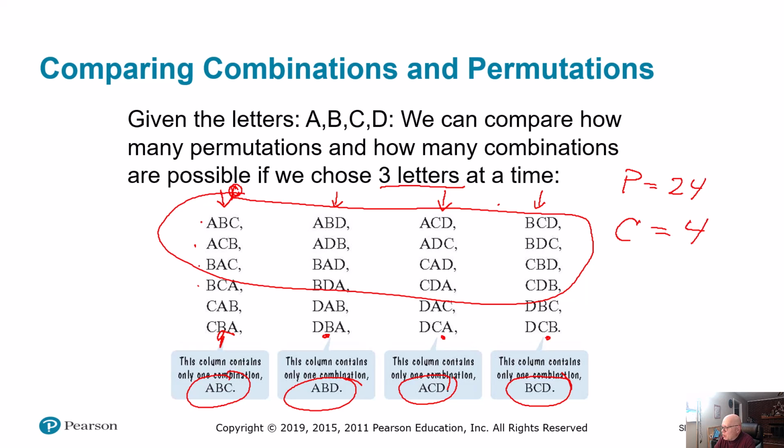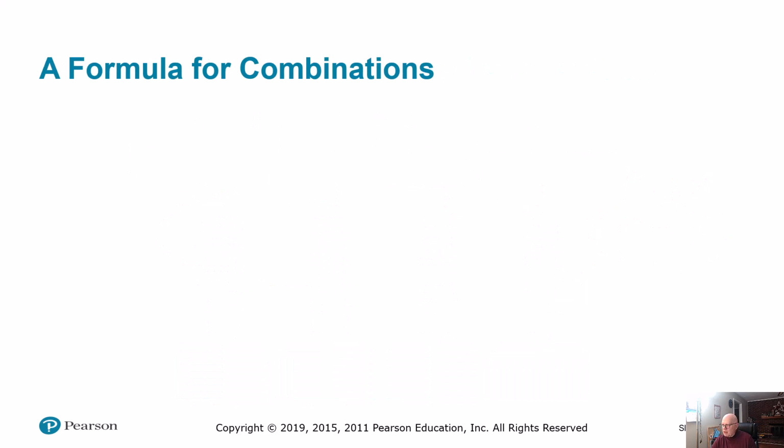Notice that if you should happen to get these two mixed up, the number of combinations is usually smaller than the number of permutations. Good thing to keep in mind.